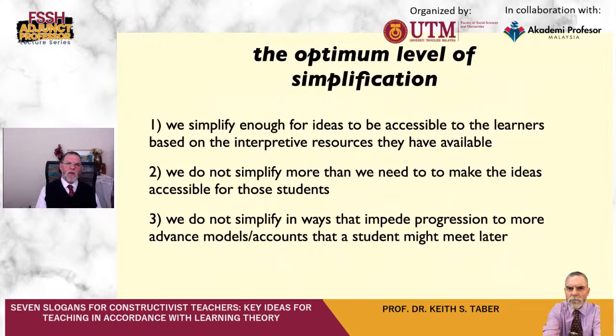There is a tension. The more we simplify, the more accessible something becomes to a novice learner. However, the more we simplify, the less we are teaching an authentic version of the target concept or theory. We need to find optimal levels of simplification. That is, we simplify enough for ideas to be accessible to the learners based on the interpretive resources they have available, which we find out by diagnostic assessment. We do not simplify more than we need to in order to make the ideas accessible for those students. And we do not simplify in ways that impede progression to more advanced models or accounts that the student might meet later.